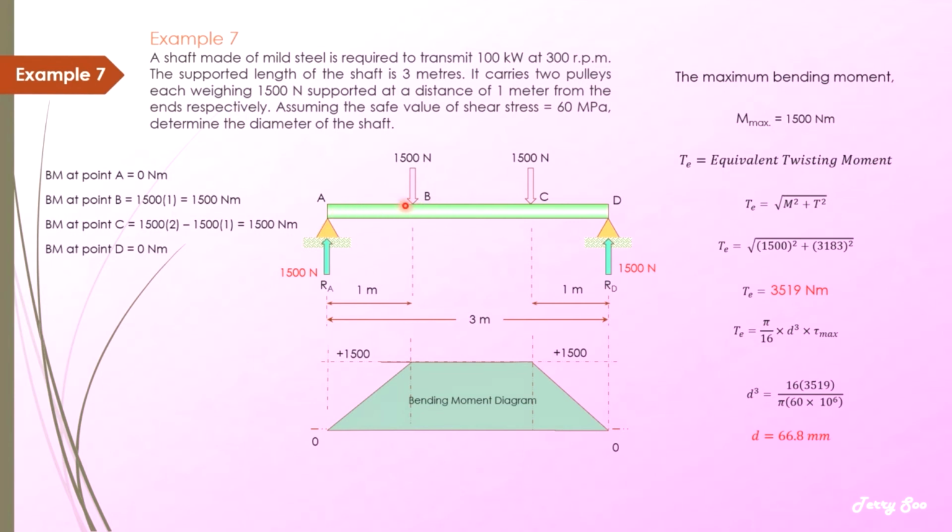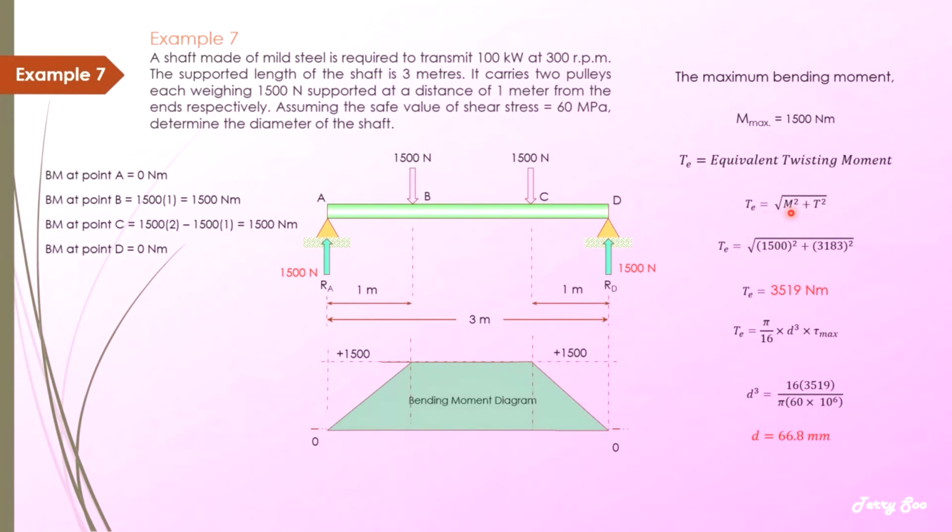So from the left-hand end 1 meter, and from the other end 1 meter. Now, assuming the safe value of shear stress should be 60 MPa, find the diameter of the shaft. In this case, they have only given us the shear stress. So if we work based on shear stress, what we need is TE, the equivalent twisting moment for shear stress only. ME is only for bending stress or direct stress.